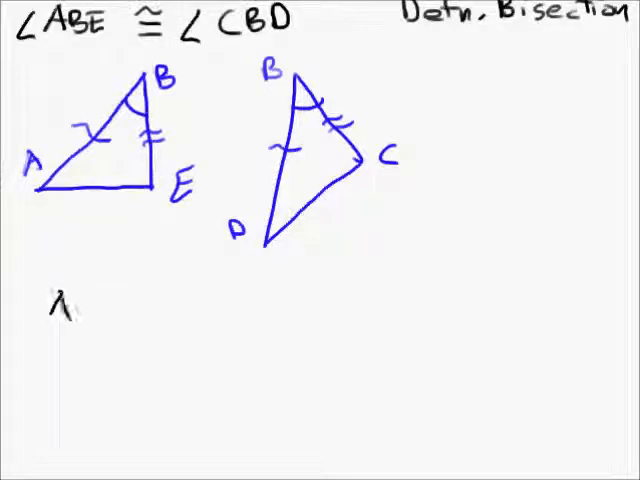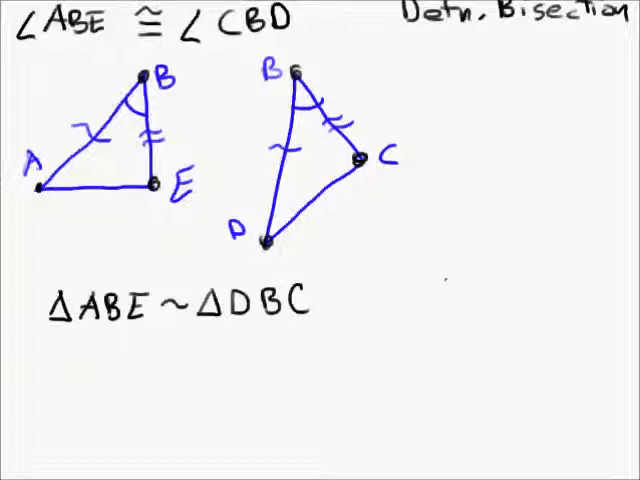Now we want to be very careful with the order in which we write this. So I'm going to say ABE. And what's that going to be similar to? The correct ordering of the letters is DBC. Recall we went 1, 2, 3, so we have to go 1, 2, 3. That order is important. And this is by the side angle side similarity.